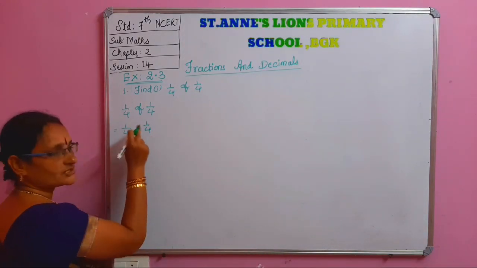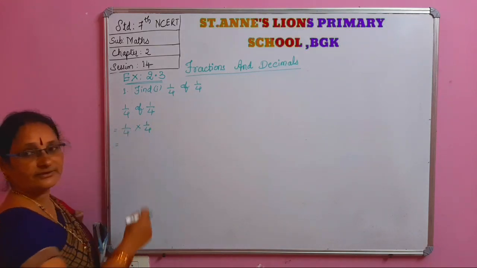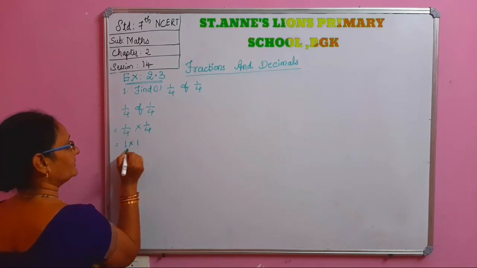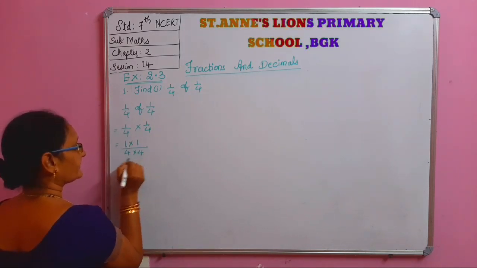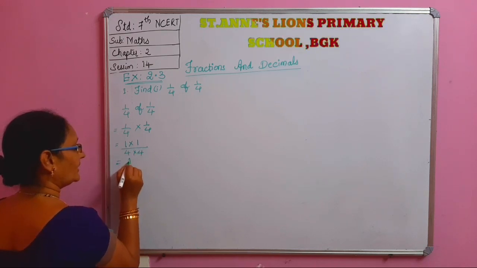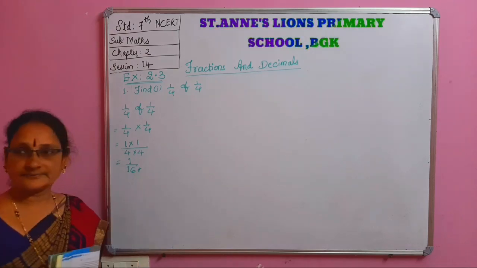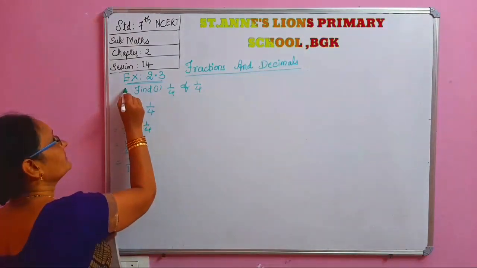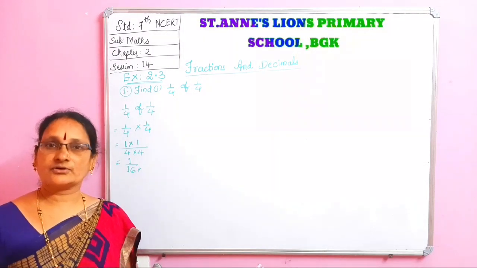Is there any cancellation possible? No. Then what to do? Numerator to numerator, we have to find the product. That is 1 into 1 divided by 4 into 4. That is 1 ones are 1, 4 fours are 16. This is the answer. Very simple sums will be there, so better just try to understand the concept. It is a very easy concept.